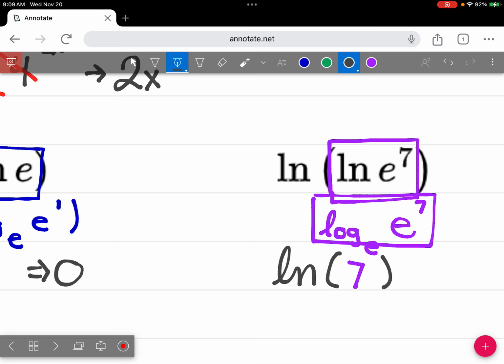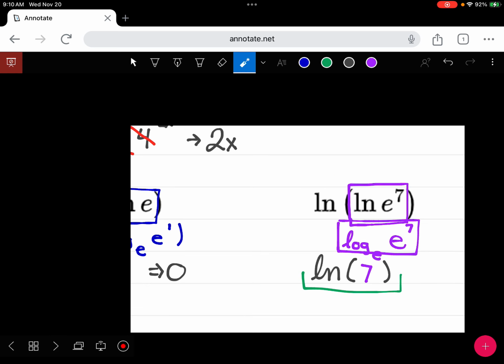Is that something we know? That's icky. I don't know e to the what equals 7. That's not a thing we know. So that's as simplified as it goes. Natural log of 7 is just a number. It's a gross number, but it's a number. So we just keep it like that. That is simplified as much as we can get.